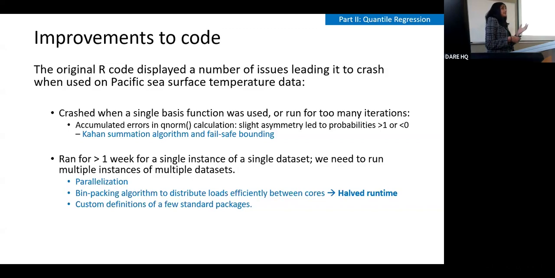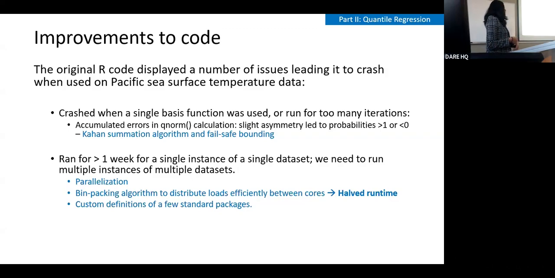And that meant that if you did it for enough iterations, the errors accumulated in a strange way and you got probabilities that were greater than 1 or less than 0. And so we had a replacement for that. It ran for really long. And we needed to be able to run this for multiple data sets in multiple different ways and test out different things.